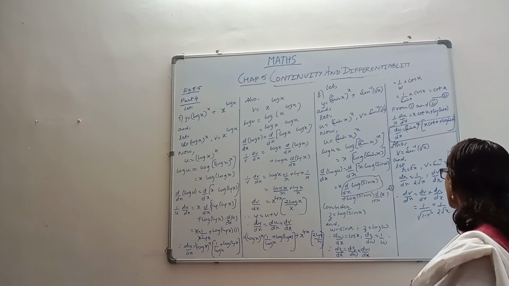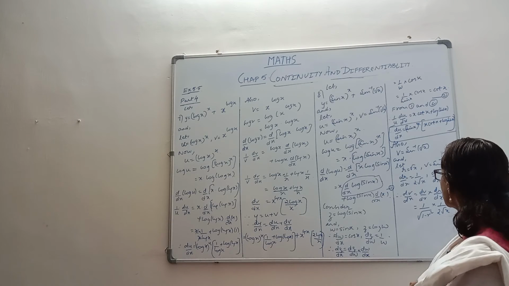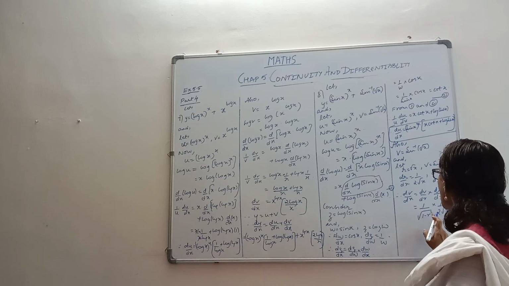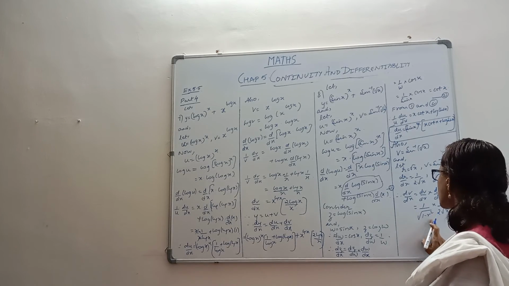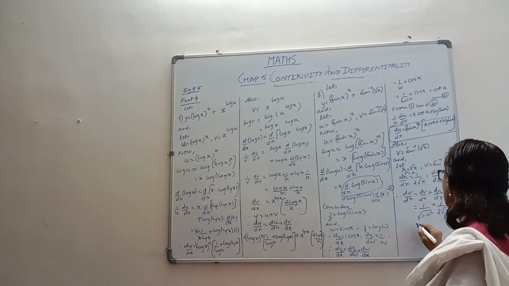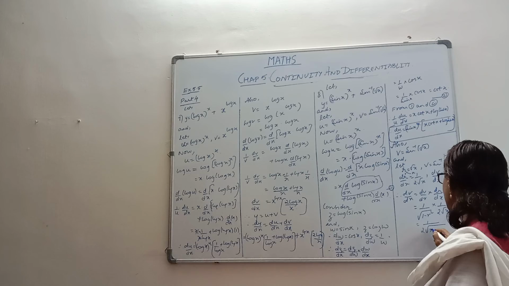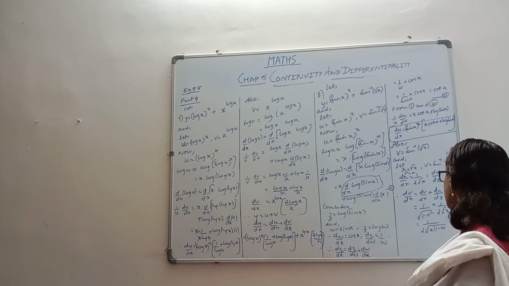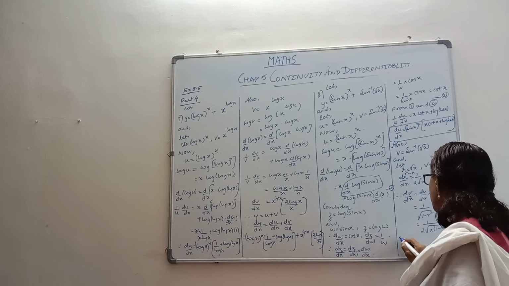Now what is this r squared? r is root x, so r squared is x. Just check. r squared is x. So this is going to be 1 by 2 root of x into 1 minus x. Just check root x here. This is 1 minus x. That is your dv by dx.